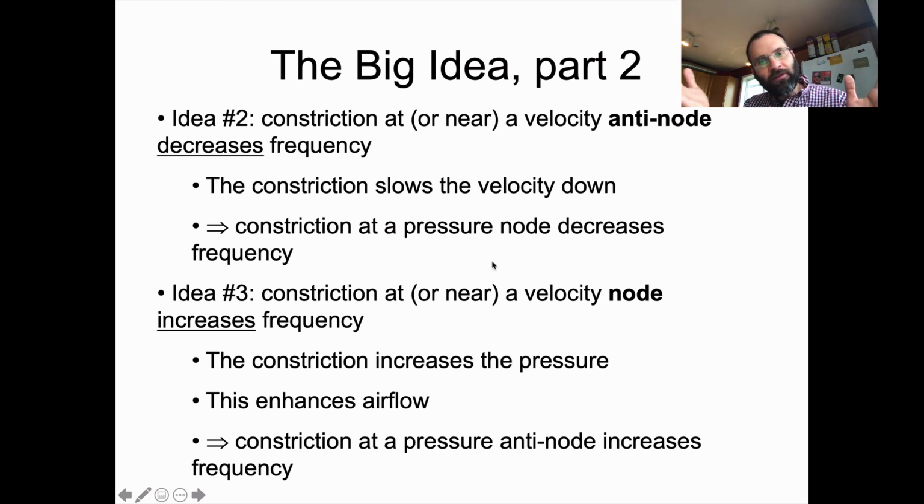So there's two halves of this theory. One, if you constrict at an antinode for velocity, formant frequency goes down. If you constrict at a velocity node, formant frequency goes up.